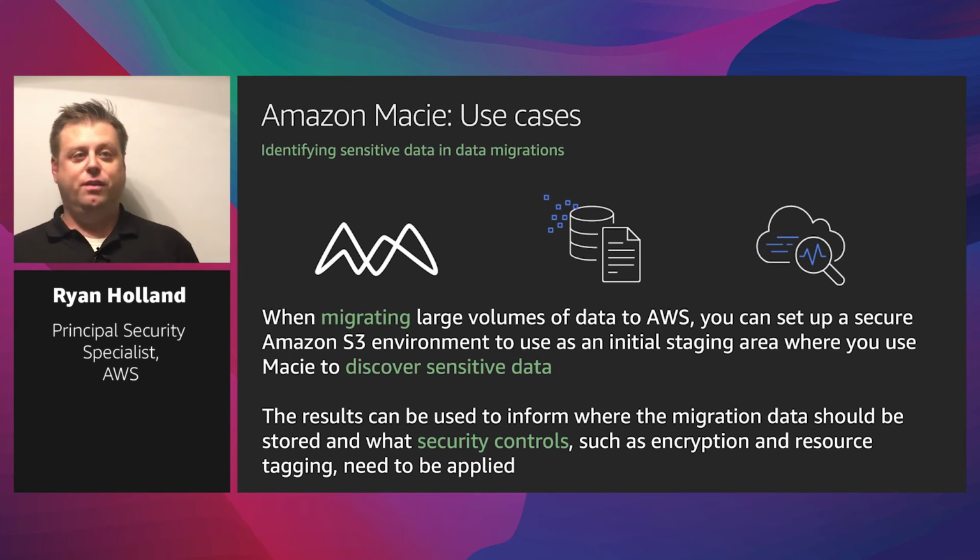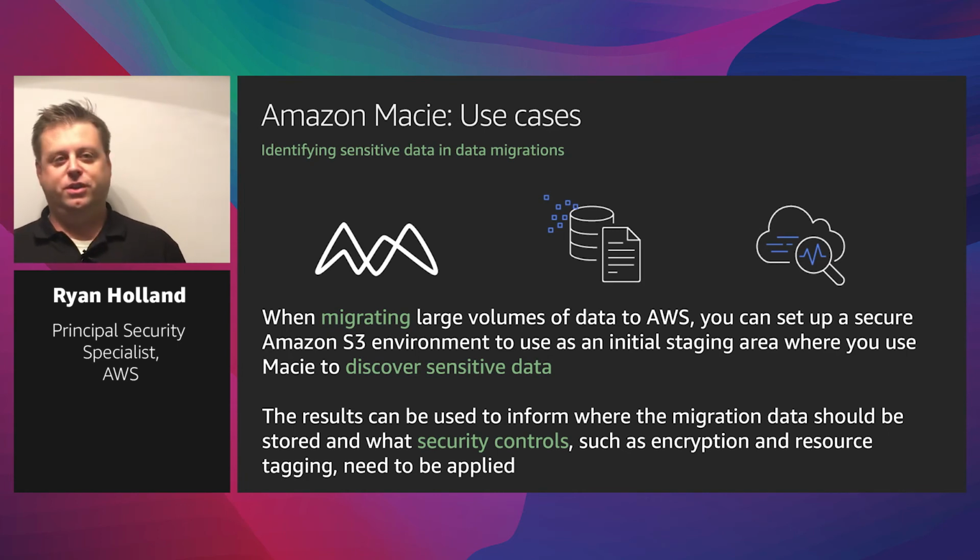So this will allow you and inform those decisions of, does this particular data set need to be in a highly controlled environment, or is this something that we can allow developers to have access to, for example? So using Macie to inform and discover sensitive data as part of the migration strategy is another use case that we've seen a lot of customers find very useful.